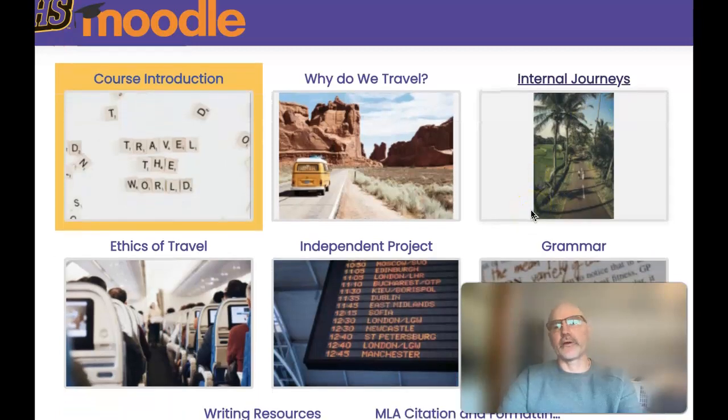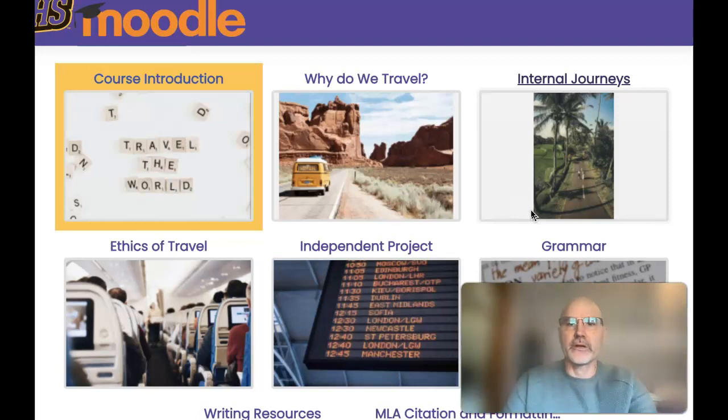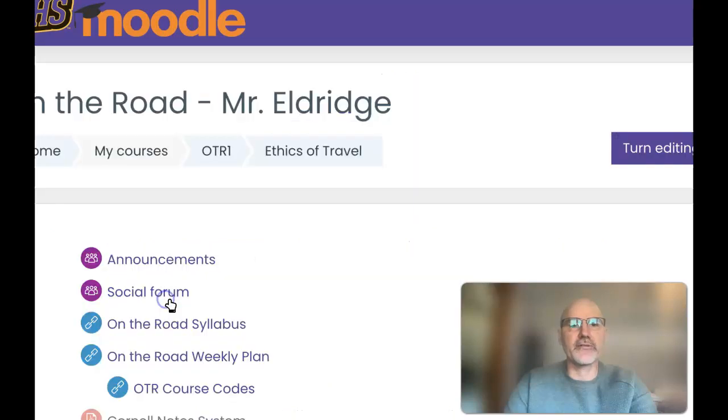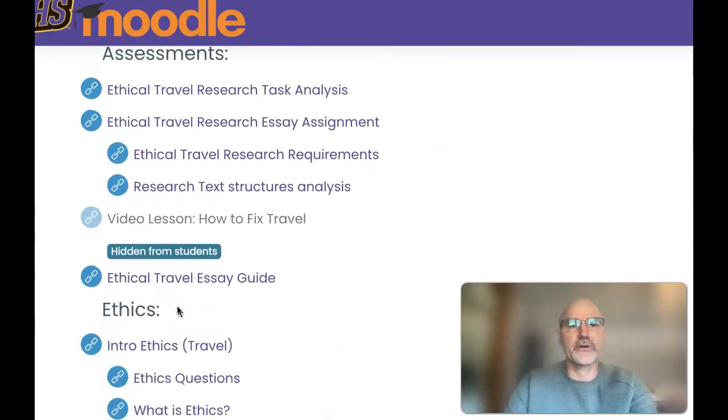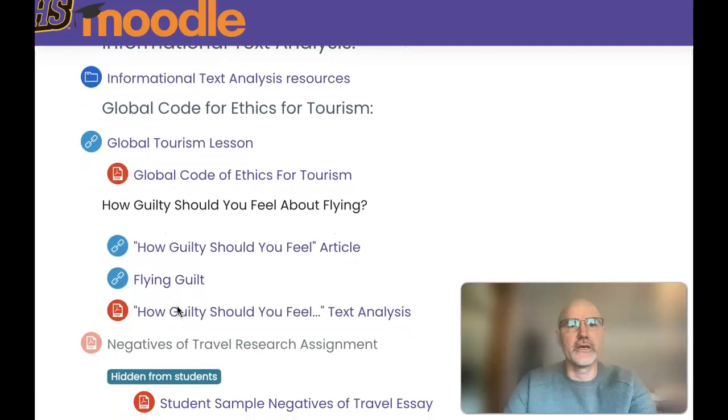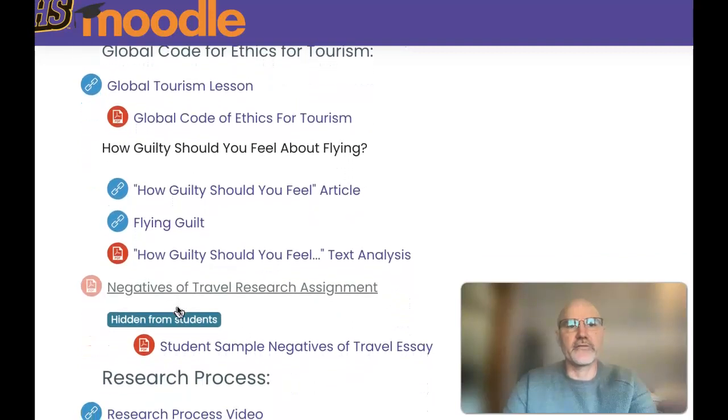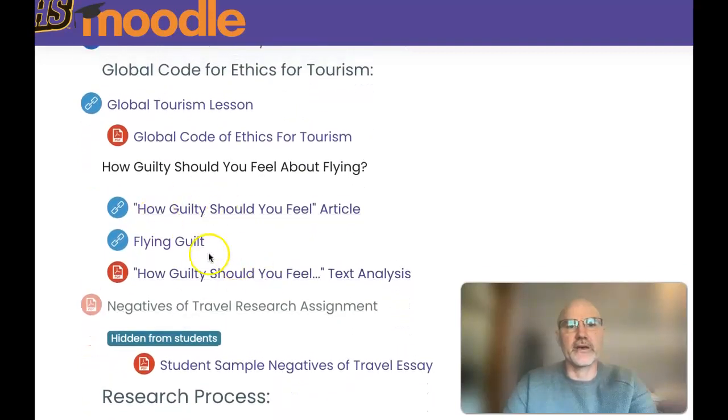Our lesson today is to continue analyzing narrative structures and reading informational text structures. If you take a look at the Ethics of Travel unit or section that we're on and scroll down to where you see the How Guilty Should You Feel About Flying article and the text analysis, that's where we're going to be working.